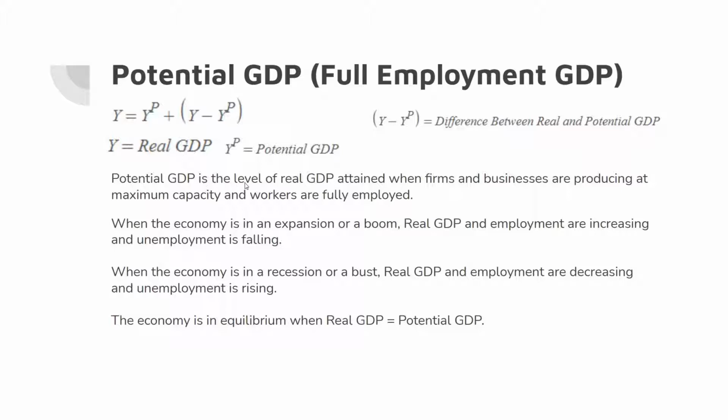So, potential GDP is just the level of real GDP attained when firms and businesses are producing at maximum capacity and workers are fully employed. When the economy is in an expansion or a boom, real GDP and employment are increasing and unemployment is falling, which is good. When the economy is in a recession or a bust, real GDP and employment are decreasing and unemployment is rising, which is bad. And then the economy is in equilibrium when real GDP and potential GDP are equal to each other.